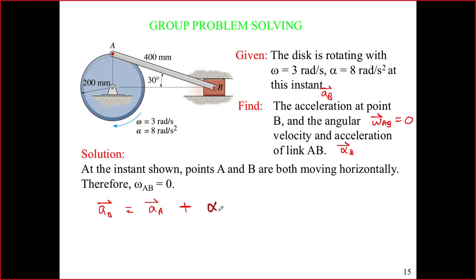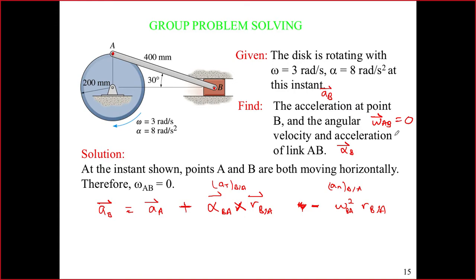That is of course the tangential part. So alpha BA crossed with RBA plus the normal part BA, which is minus omega squared RBA. और ये क्या है? ये BA की omega है.